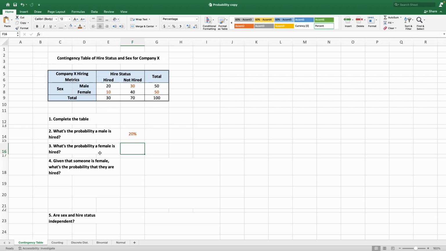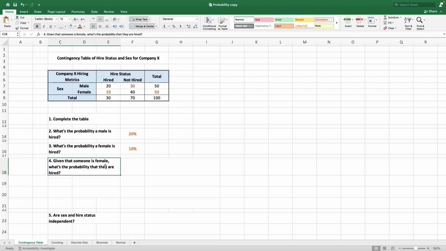What about the probability a female is hired? Here we have 10 female hires over 100 people in the application pool. So let's do equals 10 divided by 100, and we get 10%.